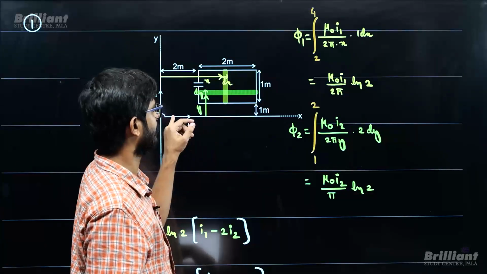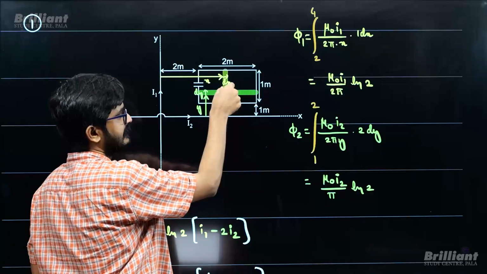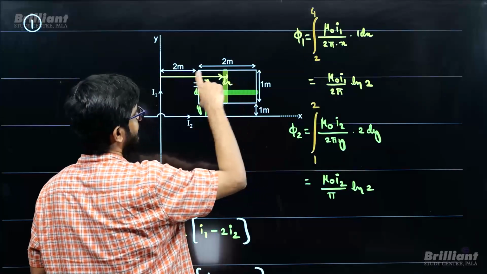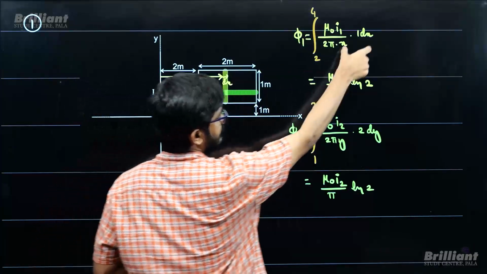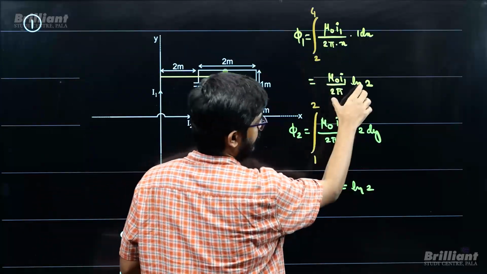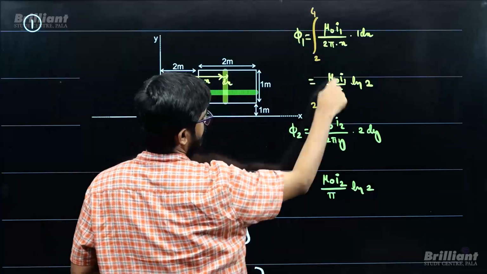So let me try to find the flux because of this wire. I will take some element at a distance x whose thickness is dx. The magnetic field here is mu naught I1 by 2 pi x, into this area. This area is 1 into dx. So that is the flux through this region. I will integrate all those from 2 to 4, and I will be getting this result.